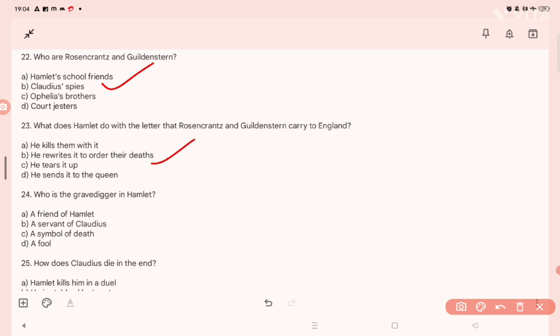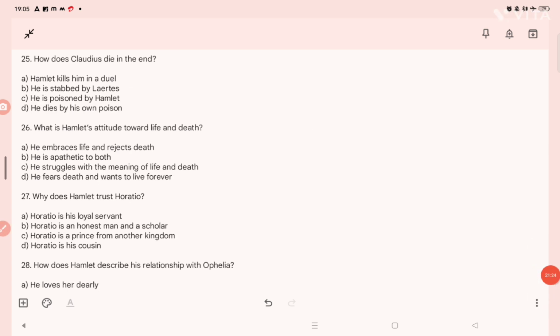Who is the gravedigger in Hamlet? A friend of Hamlet? No, a symbol of death. How does Claudius die in the end? He is poisoned by Hamlet. Option C. What is Hamlet's attitude towards life and death? He struggles with the meaning of life and death.